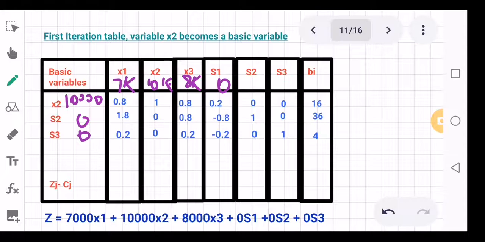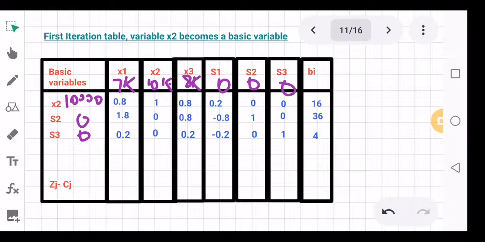Zero, zero, zero. What I've written over here are the coefficients of these variables. Coefficient of x2 is 10,000, so I wrote 10,000 here. Coefficient of s2 is 0, so I wrote 0 here. Coefficient of s3 is 0, so I wrote 0 here. Here 7,000, coefficient of x1. Coefficient of x2 is 10,000. Coefficient of x3 is 8,000. Coefficient of s1, s2 and s3 are 0, 0, 0. That's why I wrote these values. So now we don't require this.